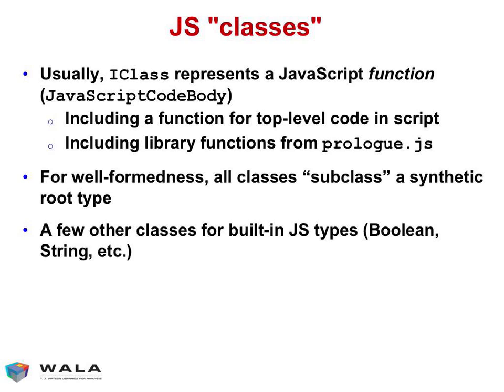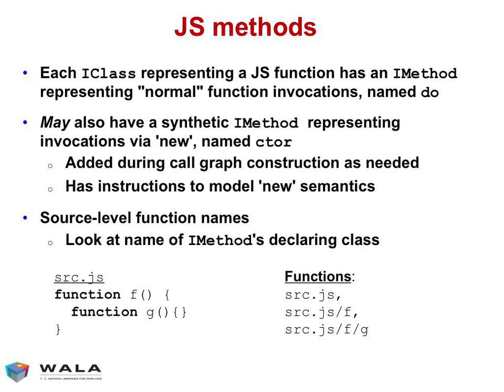Each function is kind of represented as its own IClass. And then for well-formedness in terms of the WALA data structure invariants, all of these classes, at least in the data structure, subclass some kind of synthetic root type. There's a few other classes for built-in JavaScript types like Boolean and string, but this is something that you probably won't have to worry about. And I will tell you why you have to care about this. So that's coming. In fact, it's coming here.